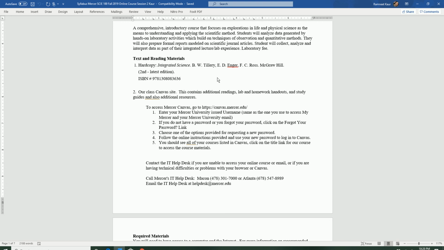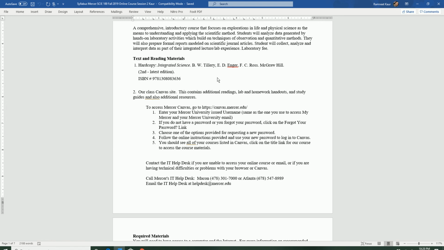I would recommend renting it, because I'm not going to use everything from this book. I am going to select few chapters from this book and few PowerPoints I have created on my own. So basically, you can rent this book, because we are not using this complete book for this course.